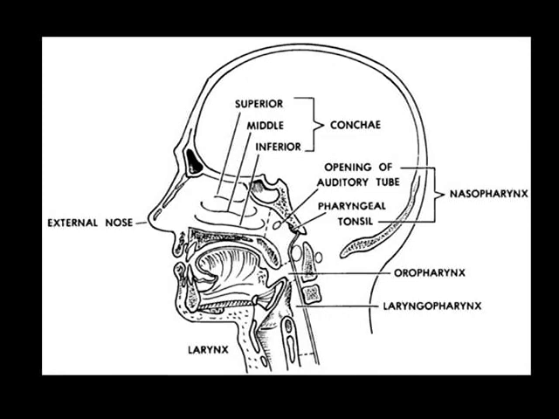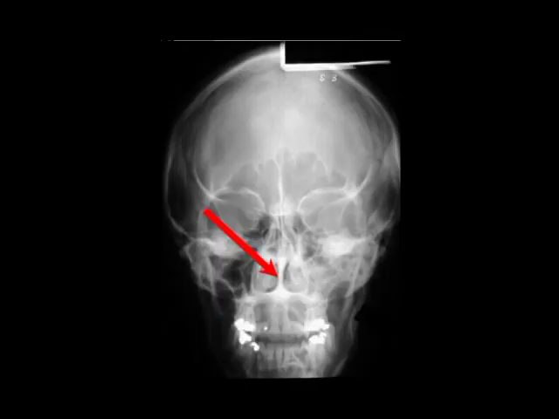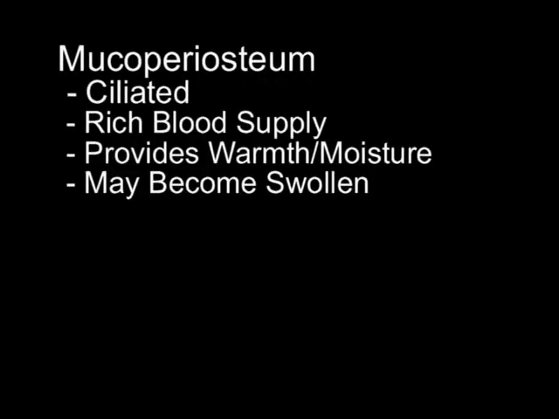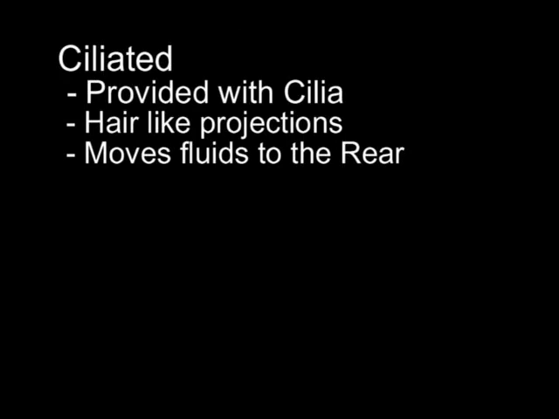Behind each vestibule of the external nose is a nasal chamber. The 2 nasal chambers together form the internal nose. These chambers, too, are separated by the nasal septum. The walls of the nasal chambers are lined with a thick, mucus-type membrane known as the mucoperiosteum. It has a ciliated epithelial surface and a rich blood supply, which provides warmth and moisture. At times, it may become quite swollen. Ciliated means provided with cilia, or hair-like projections which move fluids to the rear.